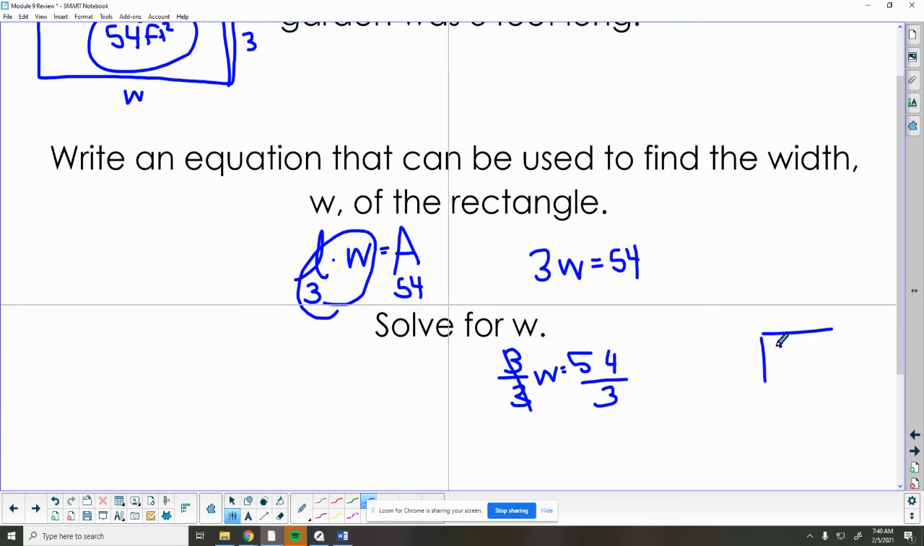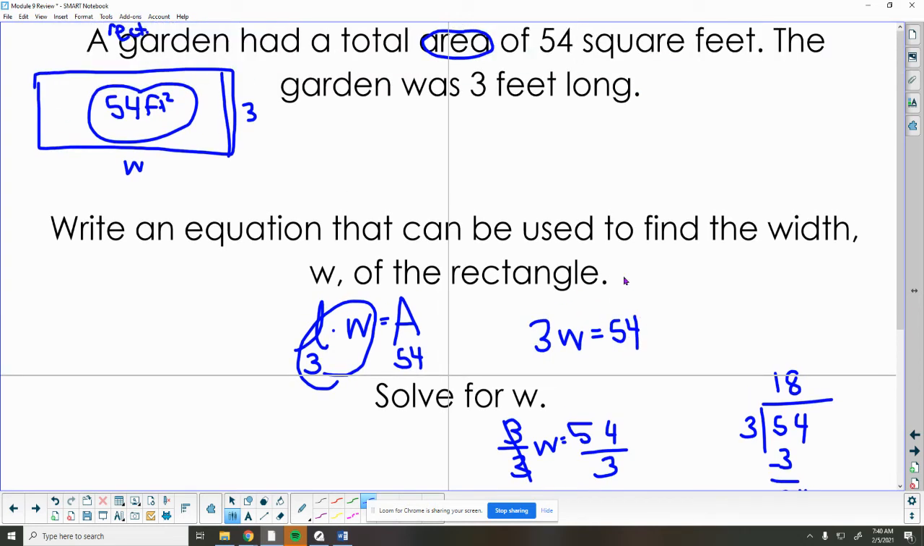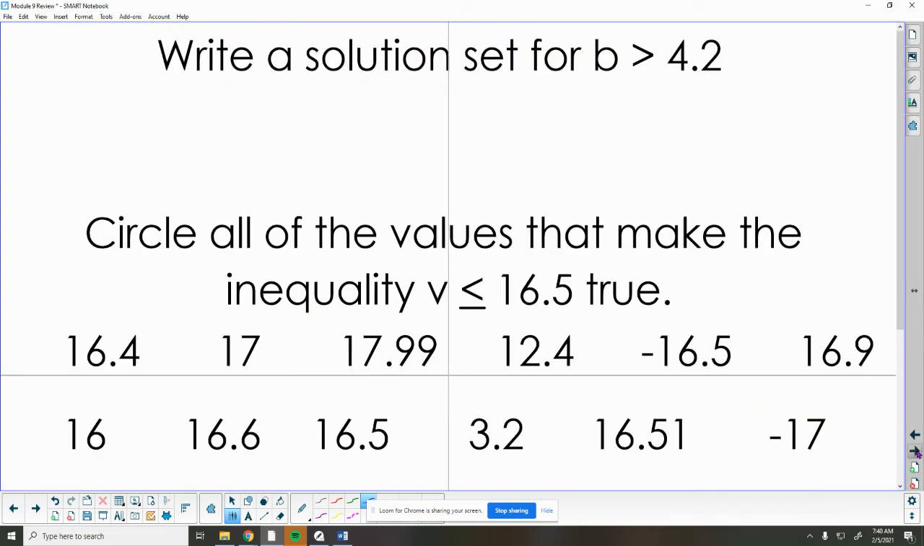So over here, I'm going to do 54 divided by 3. 3 goes in there 1 time, which is 3. And 2 left over, bring down my 4, 3 goes in there exactly 8 times. So the width of my garden is 18 feet. So they have a long, narrow garden. And if I plug that back in, 3 times 18 is 54. So that would make sense there.